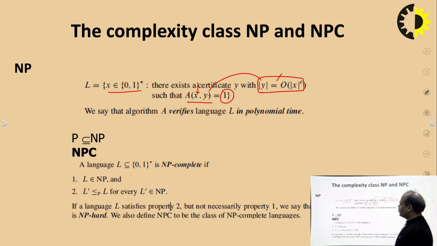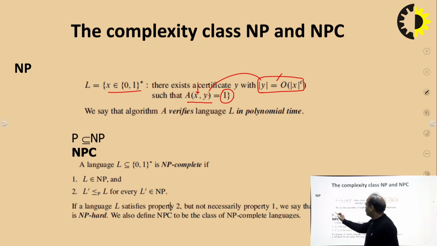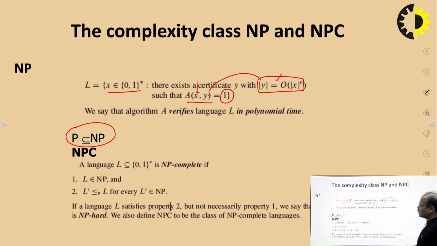So the third category is, of course, P is a subset of NP. All problems which can be solved in polynomial time can also be verified in polynomial time. So that means P is a subset of NP. This non-deterministic polynomial is a bigger version of P. This is the first thing.